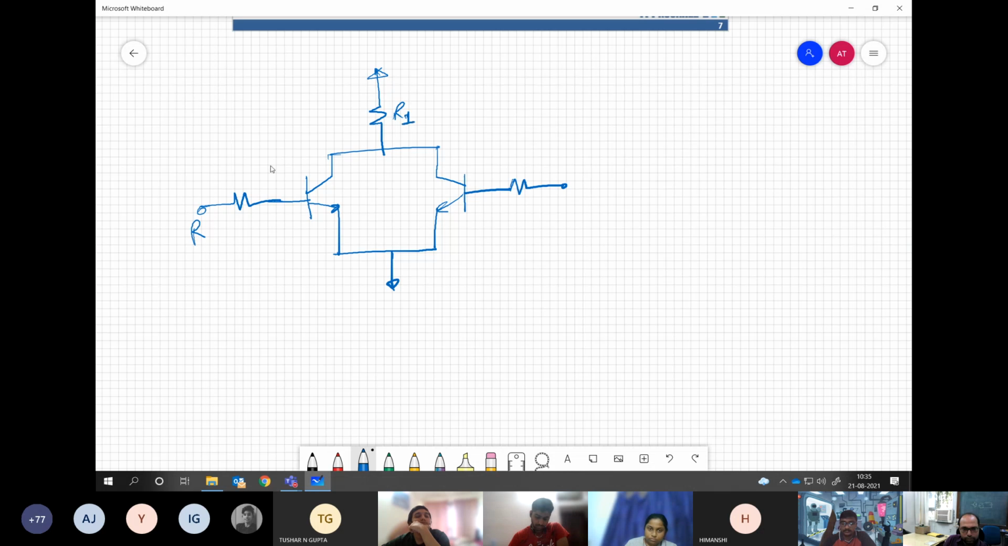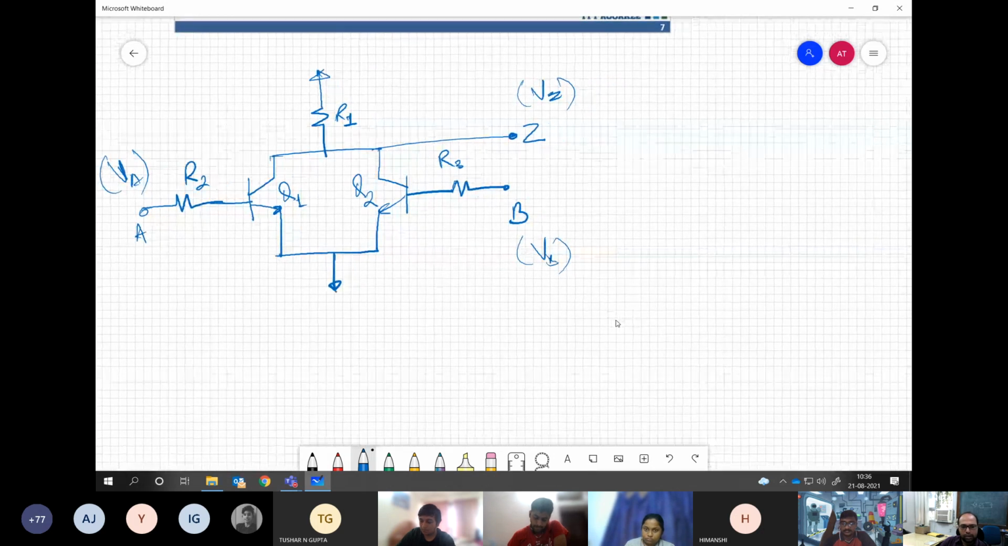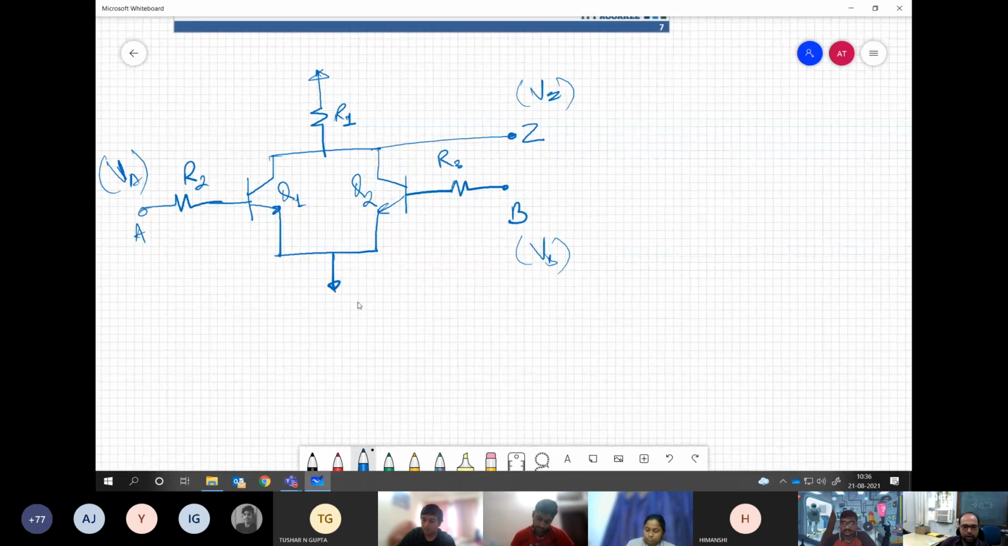Generally it is not advised that you don't connect any base resistance. So this is Q1, and we can say this is Q2. Let's say the inputs are A and B, and the output we are getting is Z. So when we say Z, the voltage is VZ, here the voltage is VB, and here the voltage is VA. Understanding my point?